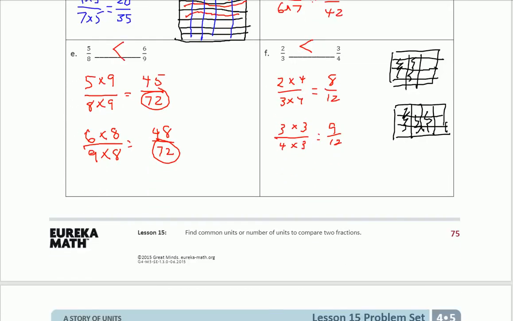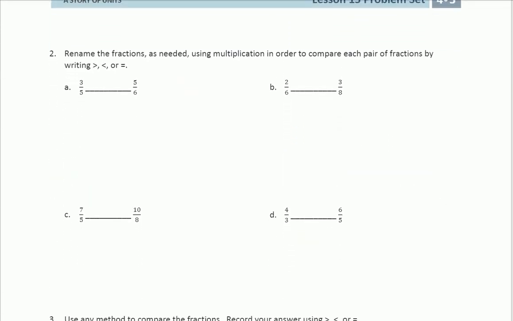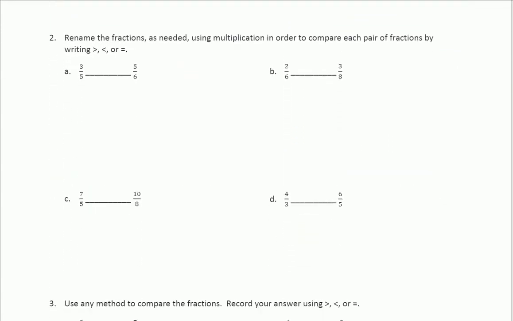Welcome to the flippity flippity doodah side. Okay, and on this page, we're going to rename the fractions as needed using multiplication in order to compare each pair of fractions.